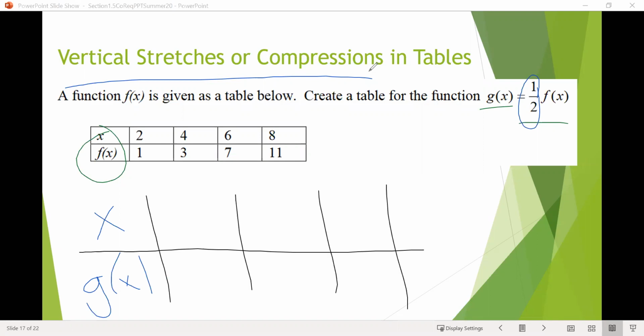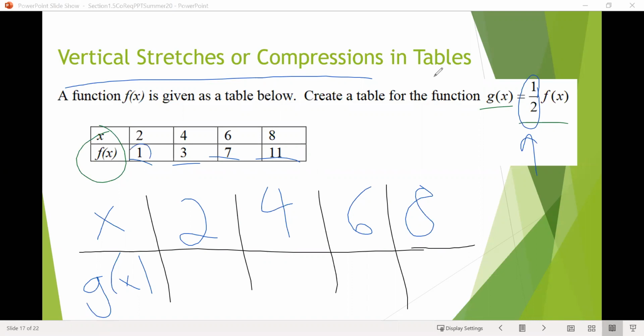So when we go to make our table for the function g of x, first of all, it's on the outside, so it's impacting the outputs, so the inputs will stay the same. So we'll still have the numbers 2, 4, 6, and 8 as our inputs. But then the outputs now are going to get changed. The 1, the 3, the 7, and the 11. Let's think about how this happens. Remember, if the number is being multiplied on the outside, it impacts the outputs in exactly the way you would think. So having that 1/2 there means to multiply each of the outputs by 1/2.